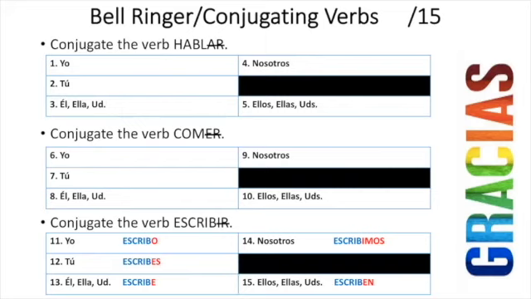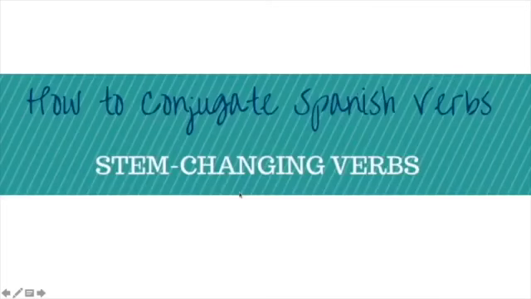If we were looking at the verb escribir, we would do the same thing. Chop off your IR, carry down the escrib all the way down, as you see in the blue, and then add our IR endings o, es, e. This time we have imos instead of emos, is instead of éis, and en. So you can see all of those for you there.